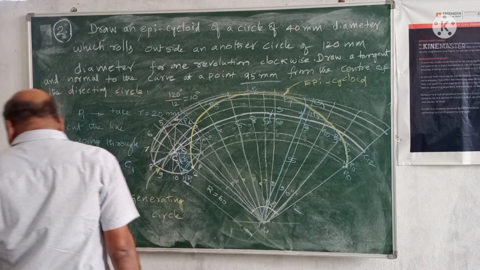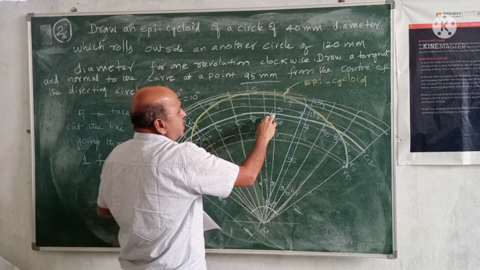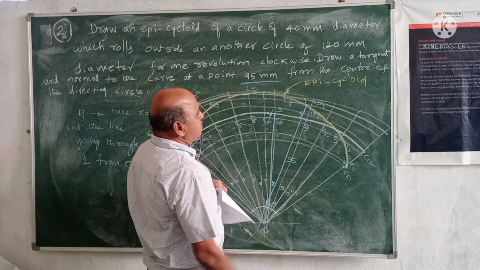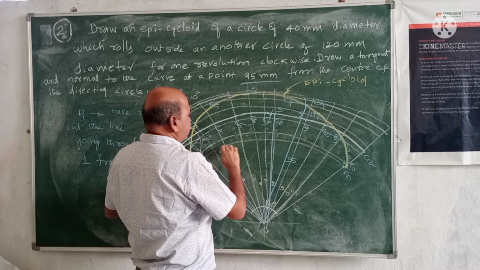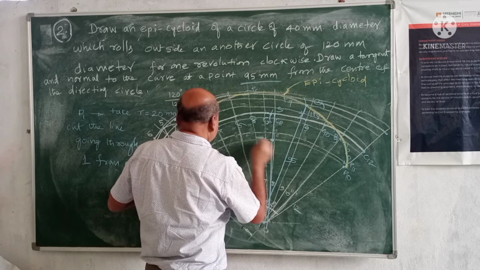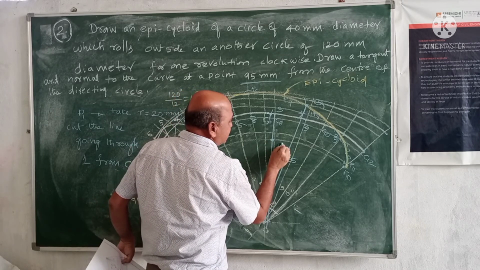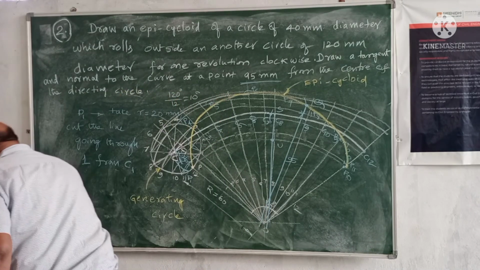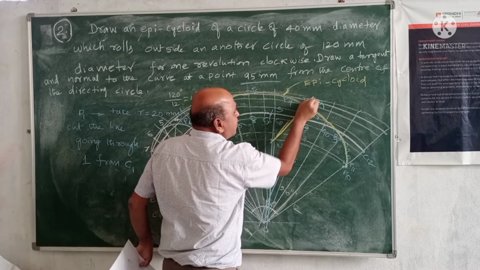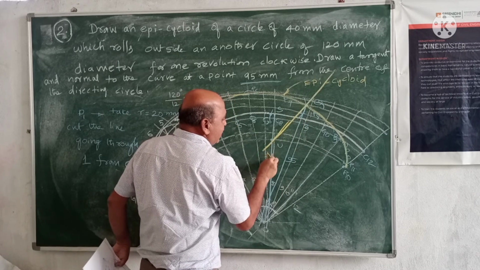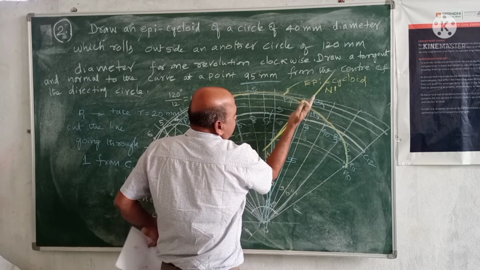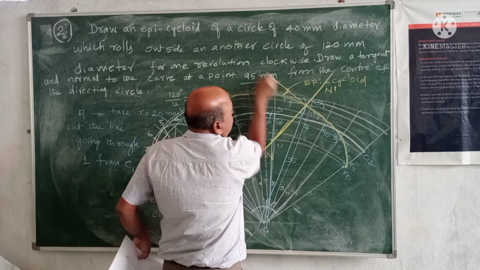Now draw S to O, join it. Right? When you are joining, it is cutting the path of the directing circle. Let us say it is N. Now we have to join Q to N, which is the normal for this curve. Let us say M and S is normal for this curve. Perpendicular to this, at this particular point, make your line perpendicular to this.